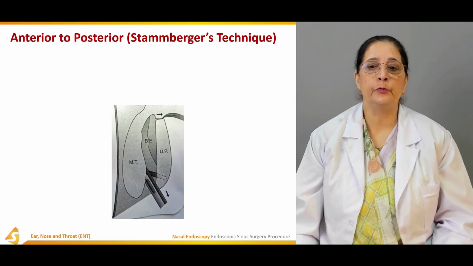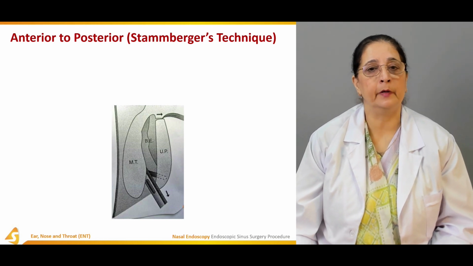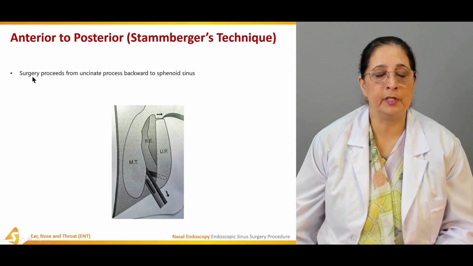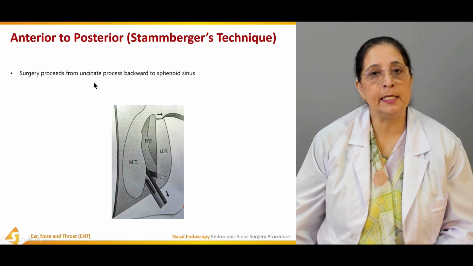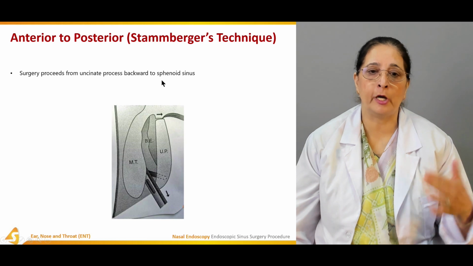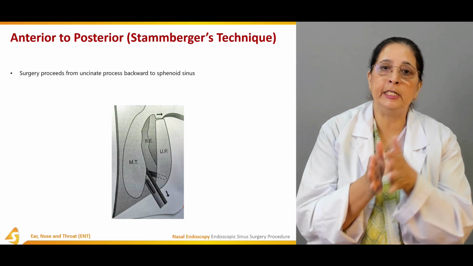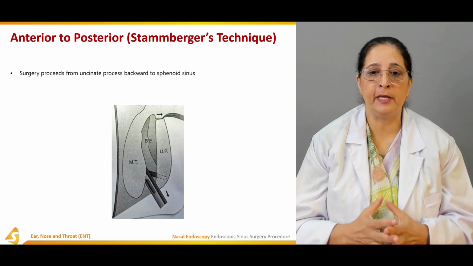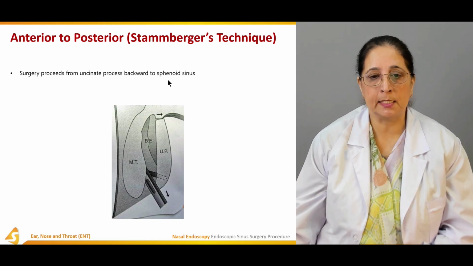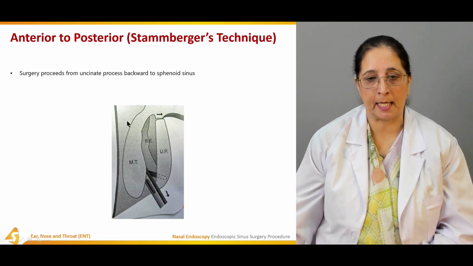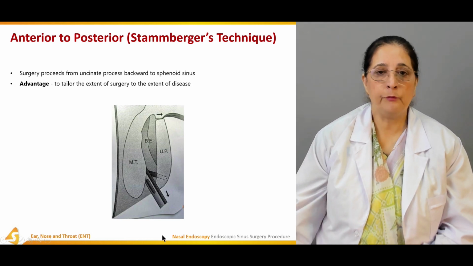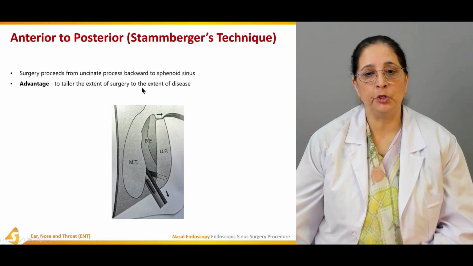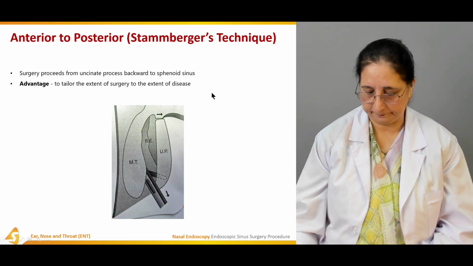Next, anterior to posterior, which is known as Stammberger's technique. In this, the surgery proceeds from the uncinate process backward to the sphenoid sinus. So from anteriorly, the uncinate process, to the back, the sphenoid sinus. The advantage of this technique is to tailor the extent of surgery to the extent of disease.